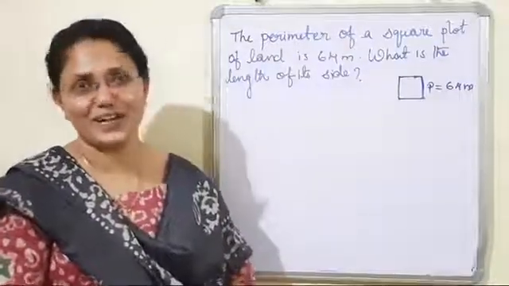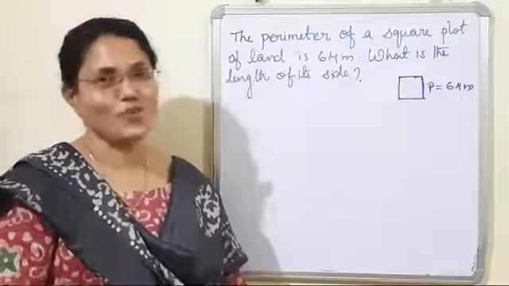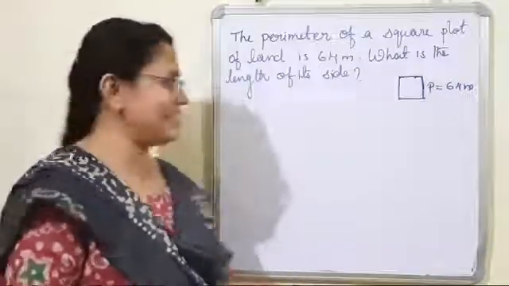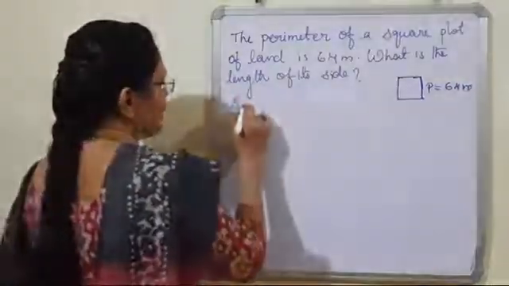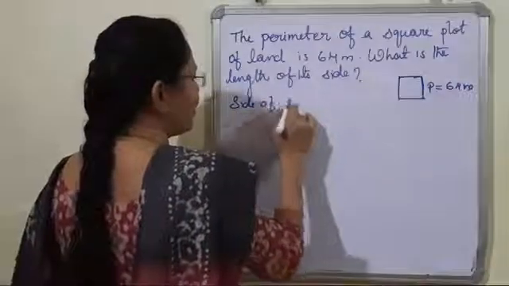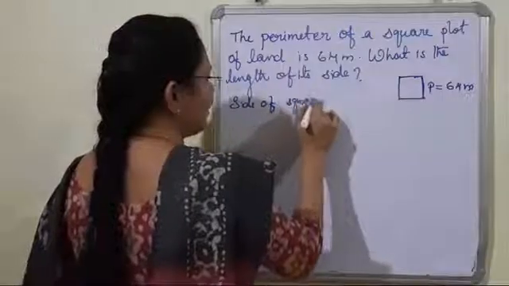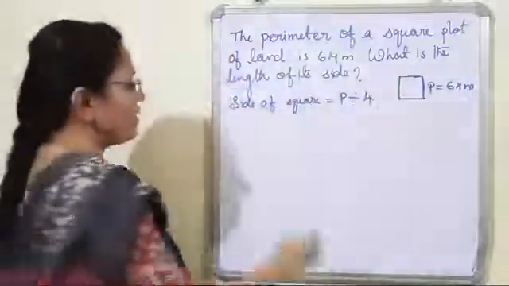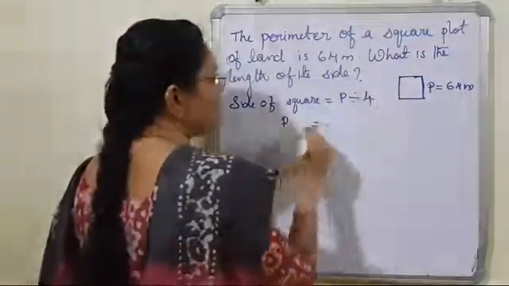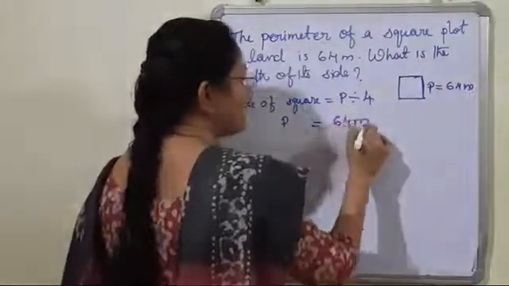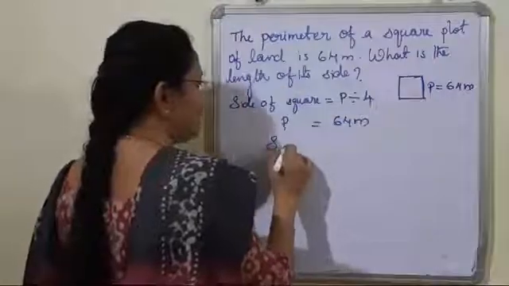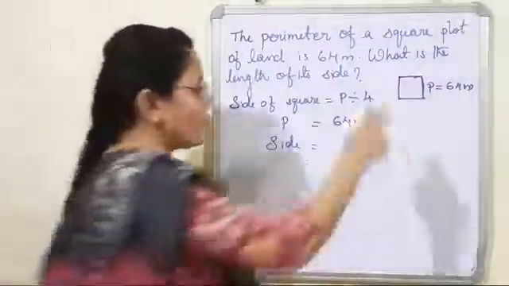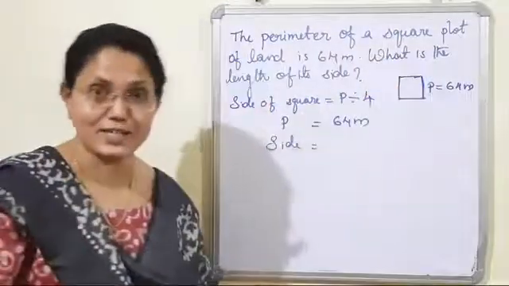How can we find it? Already we have learned its formula. If perimeter is given, how can we find the side? Yes, side of a square is equal to P divided by 4. Here perimeter is given as 64 meter. Therefore, how to find the side? Divide perimeter by 4. The total length of the square plot is 64.